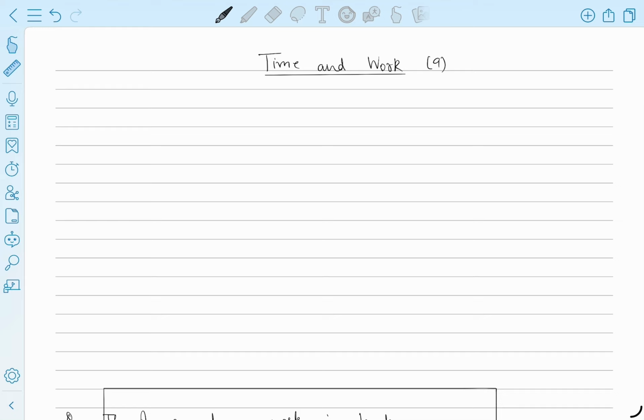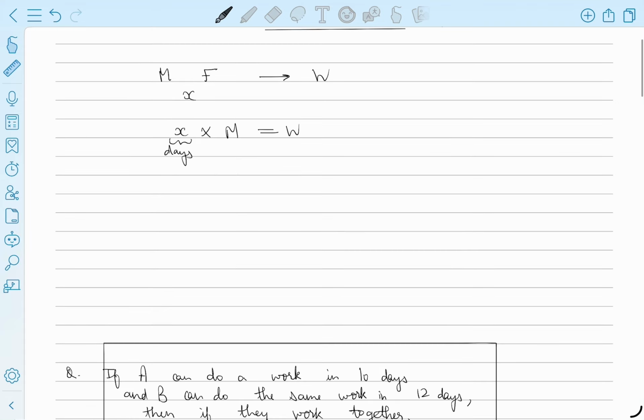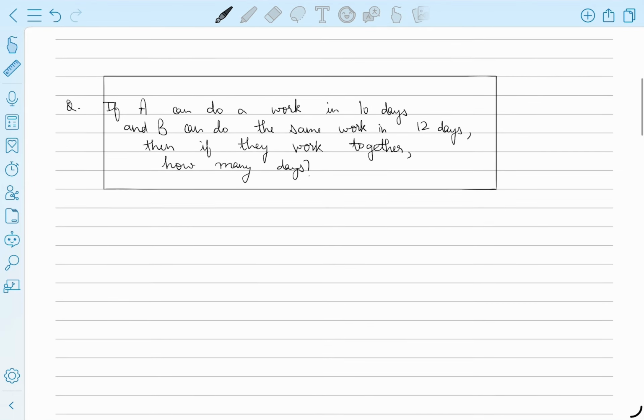What I do is, let's say there's a person, male or female, and they do a work in X days. And the work I would always represent by W. The equation I would form from a statement would be like this: X is the days, then multiplied by M or F, whoever is the person, and this would give me work. It's as simple as that, and we can solve any question. I would show you an example of how to do this.